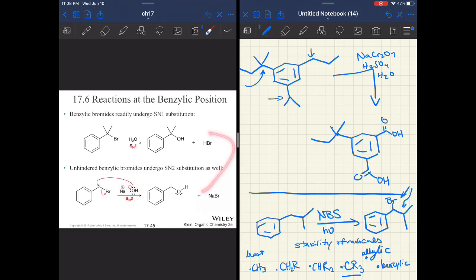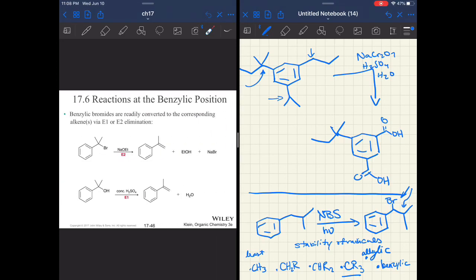Neither of these are new. They're just review. You're not likely going to be tested on them specifically from me, but it's nice to see them before we get into synthesis sometime next week. As far as eliminations go, it just depends on what else is attached to it. You can have E2 or E1. Again, this is Organic 1 review.